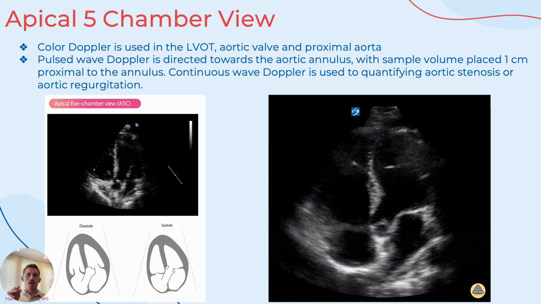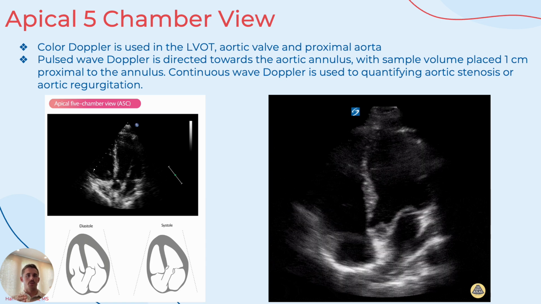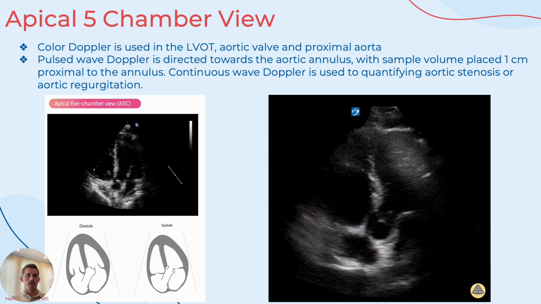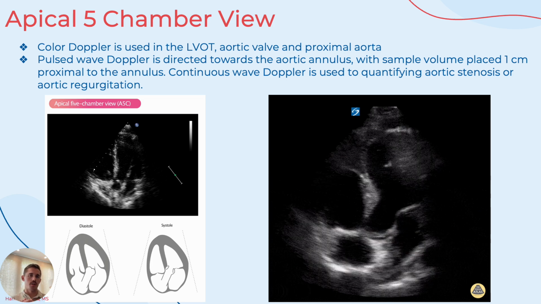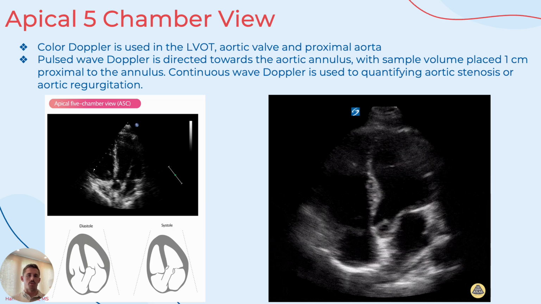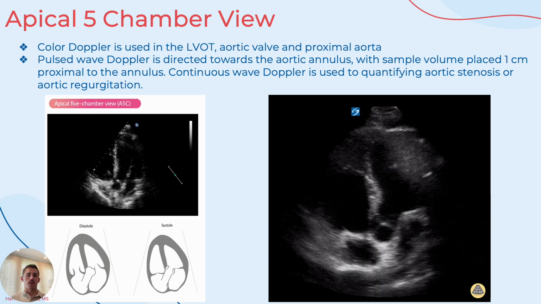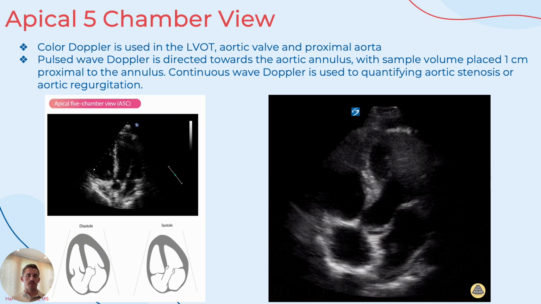So direct the Doppler toward the aortic annulus and then place your sample 1 centimeter proximal to the annulus. You can use the continuous wave Doppler for aortic stenosis or regurg, and remember the actual evaluations of something like aortic stenosis are out of the scope of this lecture.